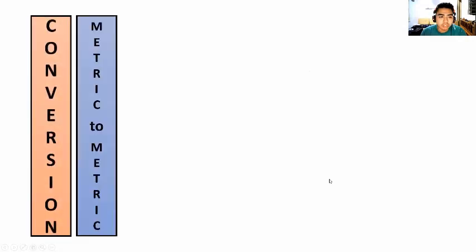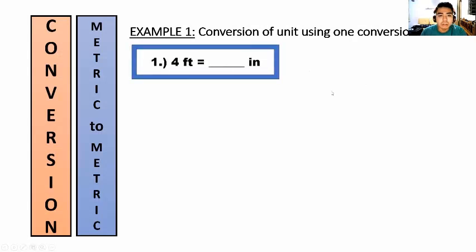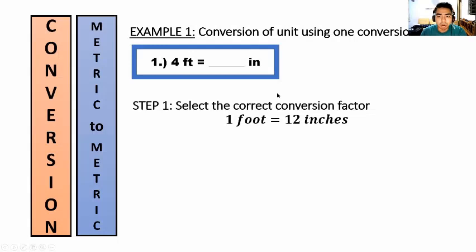So we have conversion, metric to metric again. So example number 1. Conversion of unit using one conversion factor. So number 1 example, 4 feet to how many inches? How many inches in 4 feet? So step 1, select the correct conversion factor. So dun sa table na pinakita natin kanina, mapapansin nyo, 1 foot is equal to 12 inches.